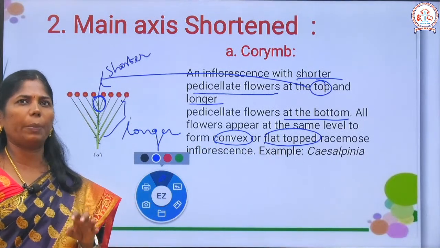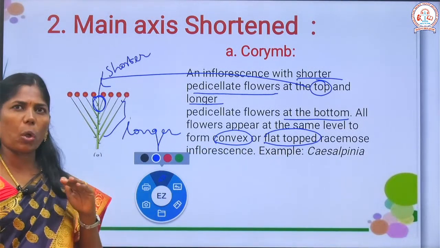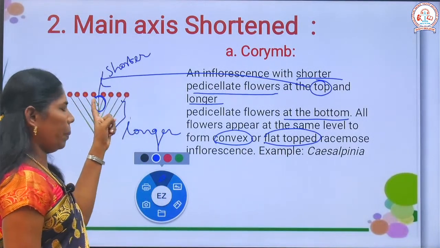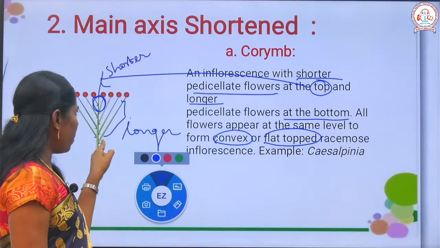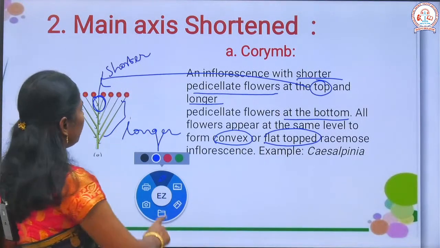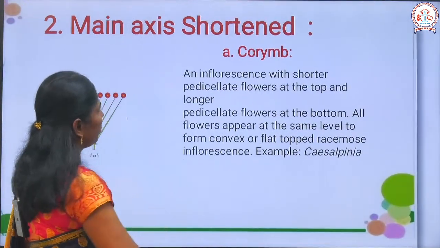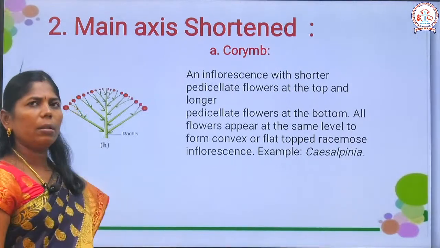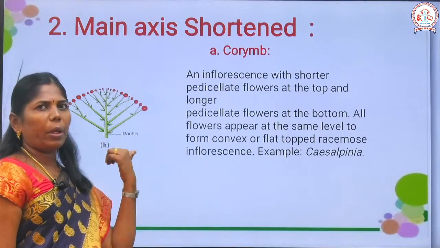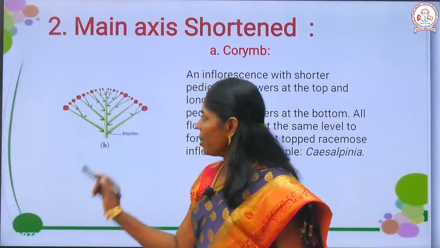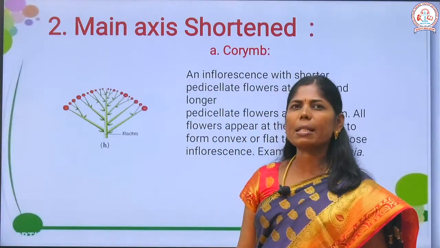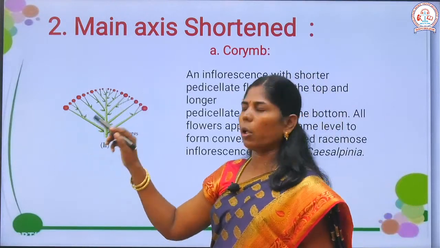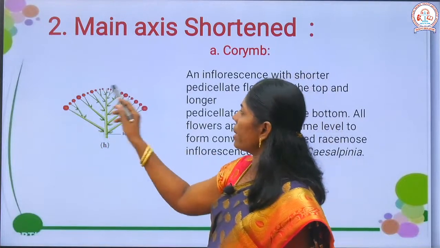That's a corymb type. Under the main axis shortened we can see the corymb type. The top pedicels are shorter and the basal pedicels are longer. Next, compound corymb. In a compound corymb, each and every branch is a simple corymb. The simple corymbs are together forming a compound corymb. It looks convex in shape.